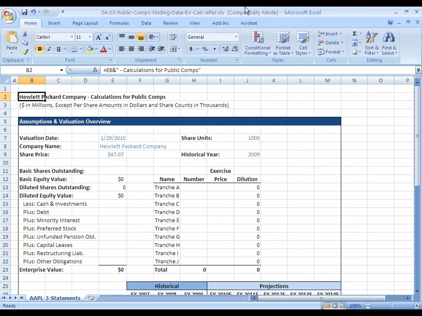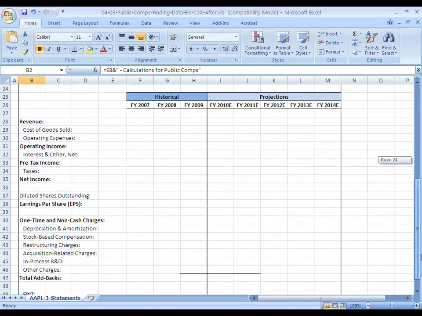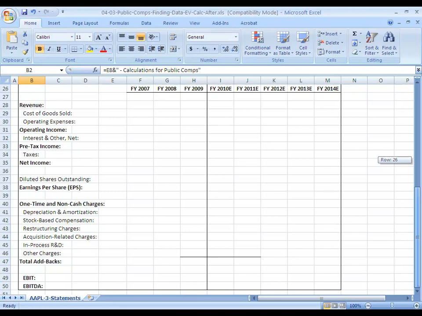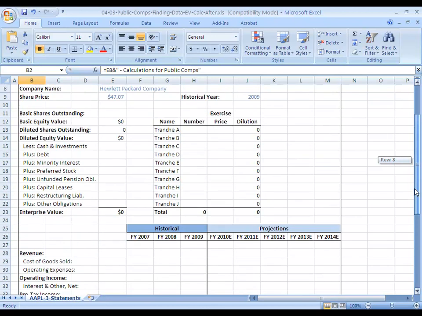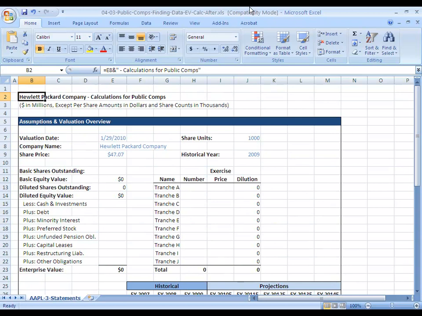So here's the sheet we're going to be using. You might notice that it looks very similar to the sheet we're using for Apple for their 3-statement model and for looking at their equity value and enterprise value. And it actually is almost the same. I took it directly from there, and it's really just a simplified version of that sheet. So we're going to be using the same strategies here.